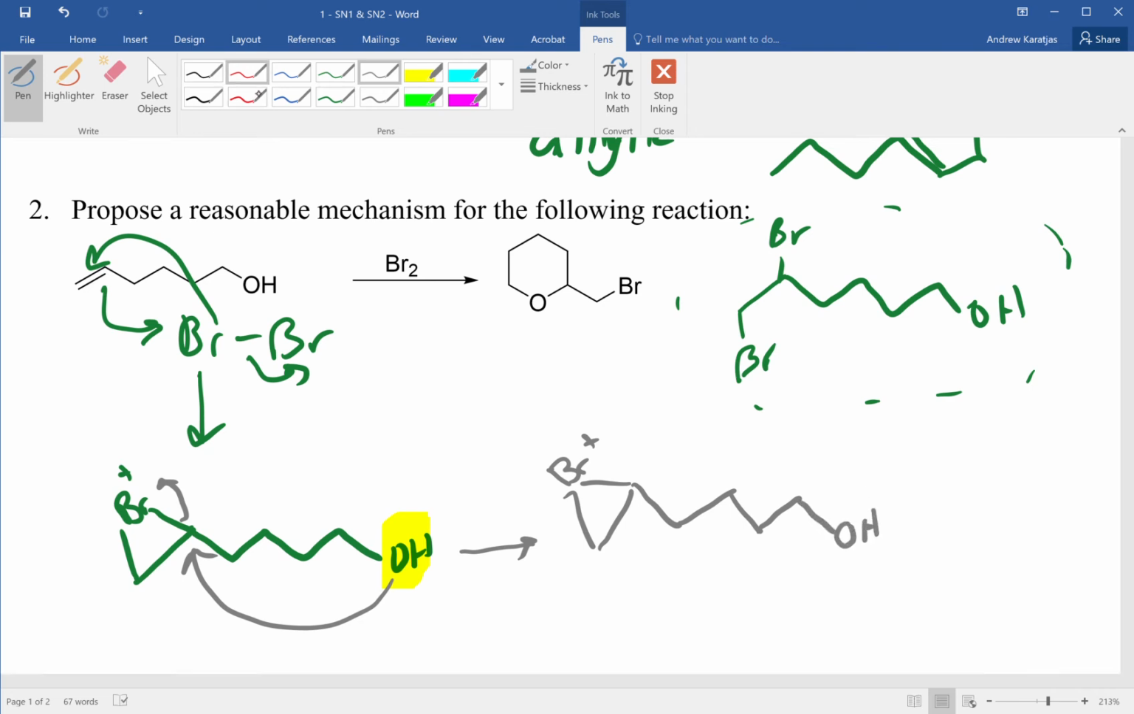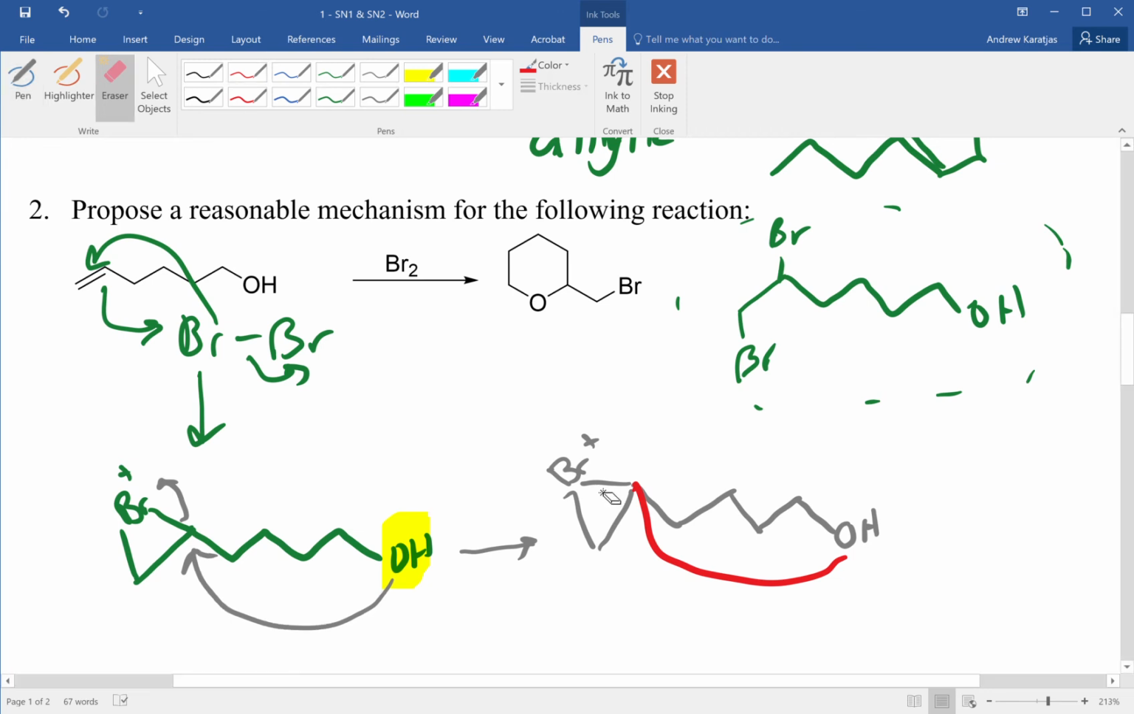Then what I'm going to do is, it's going to look funny, but I'm just going to draw the new bond in. So there's the new bond that formed, the carbon-oxygen bond. And I'm going to delete the bond that was broken, the carbon-bromine bond. Now that still probably looks kind of funny. So now I'm going to number the carbons in that ring. And you'll see why I do that in a moment.